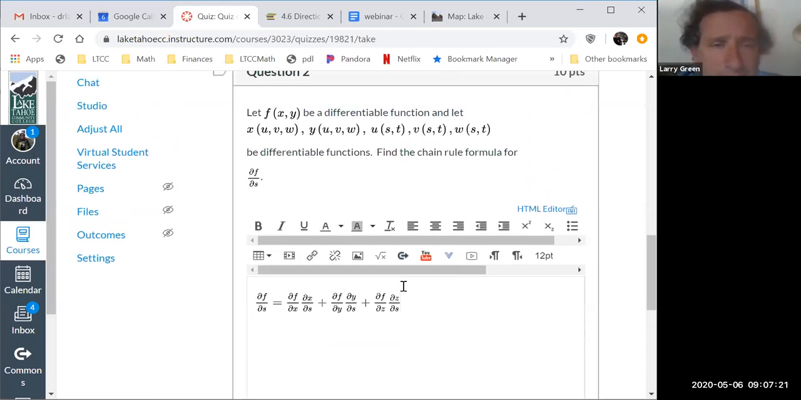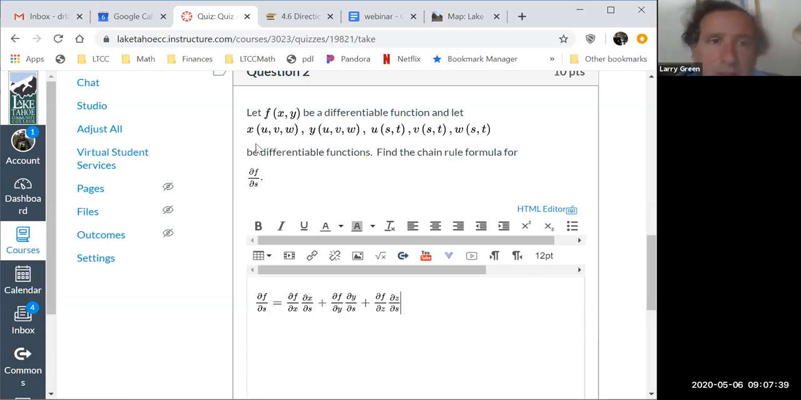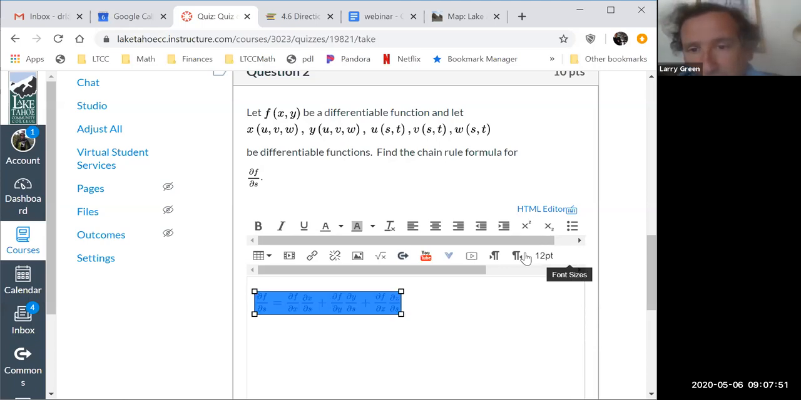Okay, but x is a function of u, v, and w. So we need to use the chain rule to do del x del s with u, v, and w. I'm going to substitute del x del s with del x del u del s, et cetera. So let's go do that. x is a function of u, v, w. That's the important thing. And it's going to get a little long.